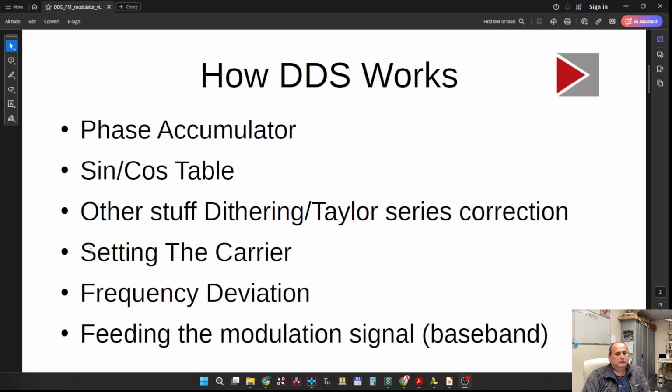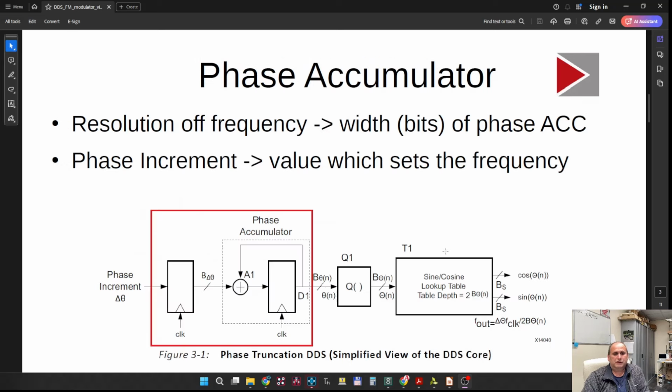Okay, and then we'll get into the practical part: how we set the carrier frequency in the case of a transmitter, how we set the deviation of the frequency, and how we feed in our actual samples, the signal that we want to modulate the carrier with. So very quick, this is a 100 miles per hour presentation about DDS.